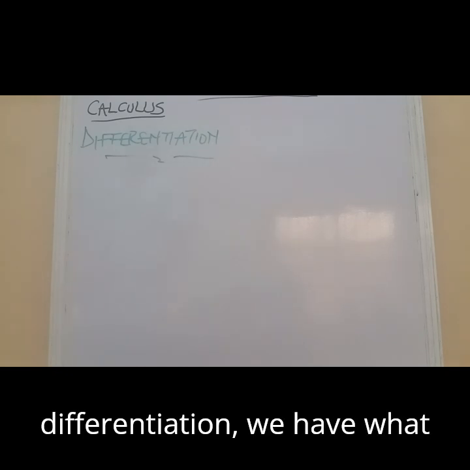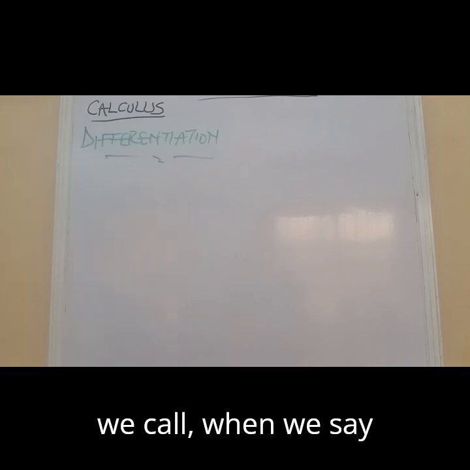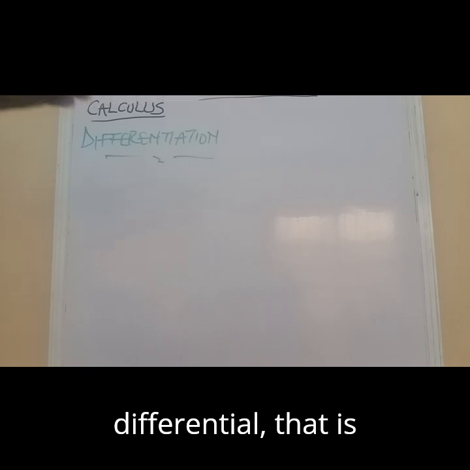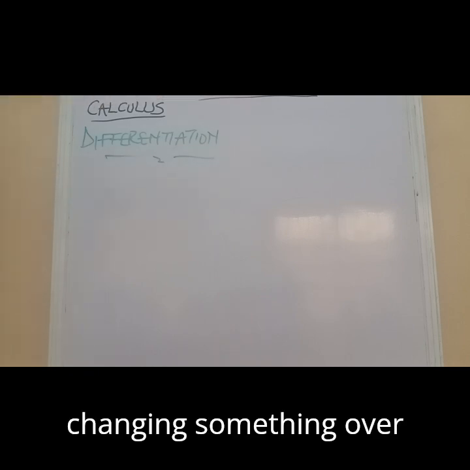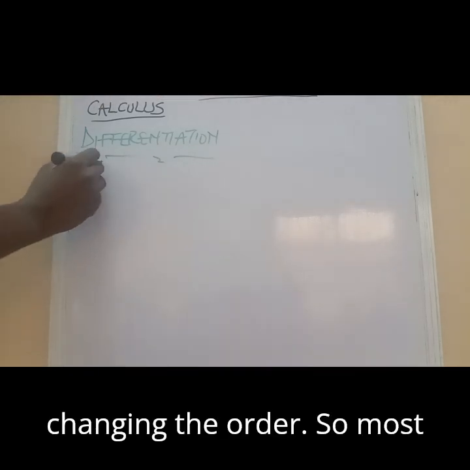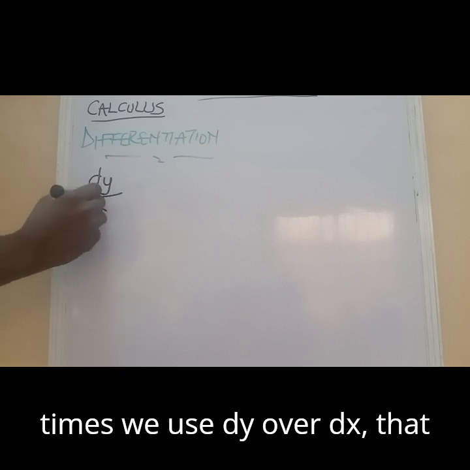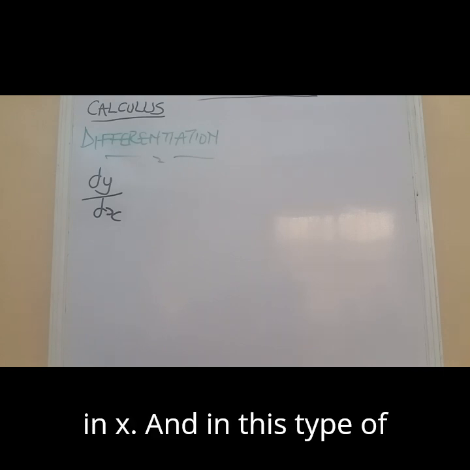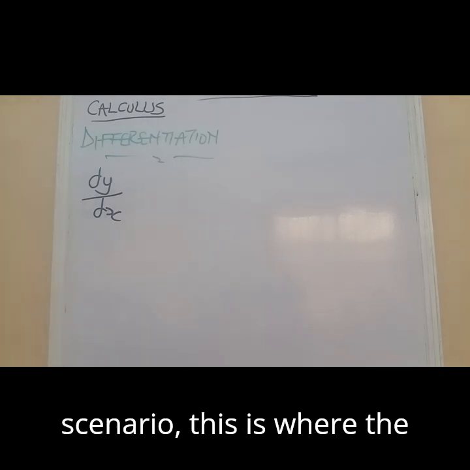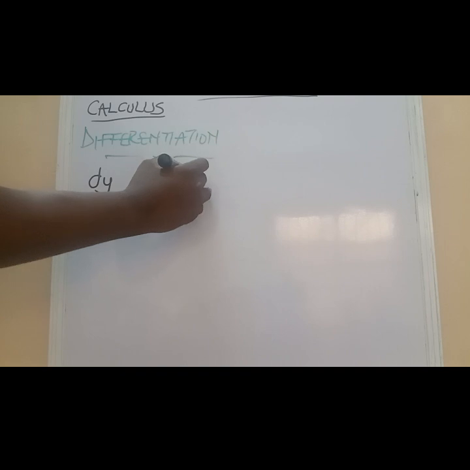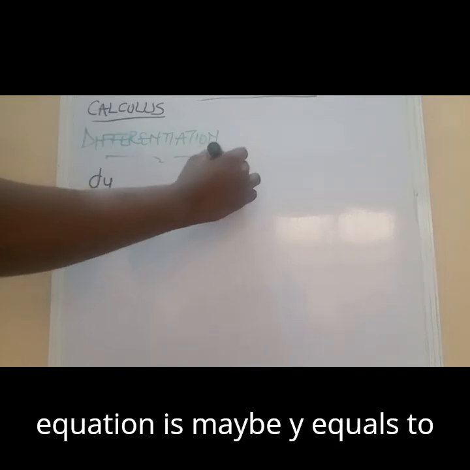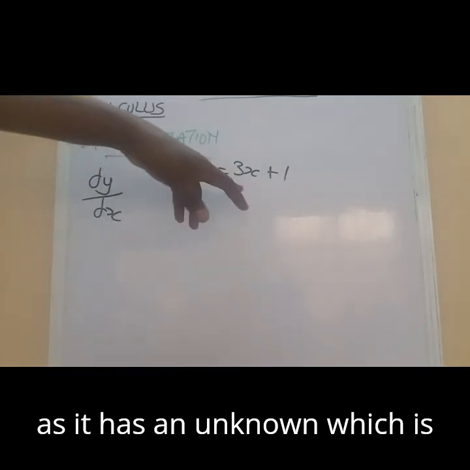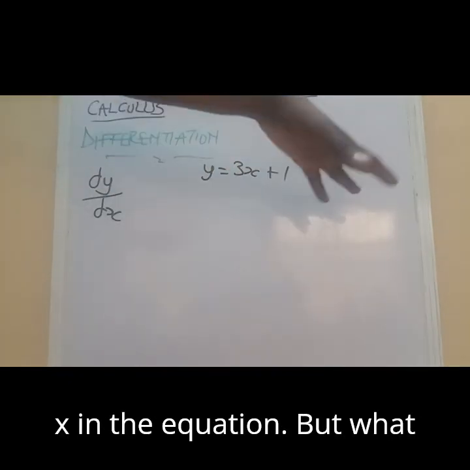So now for differentiation, it simply means differential, that is change in something over change in the other. So most times we use dy over dx, that is change in y over change in x. In this type of scenario, the equation is maybe y equals 3x plus 1, as long as it has an unknown which is x in the equation.